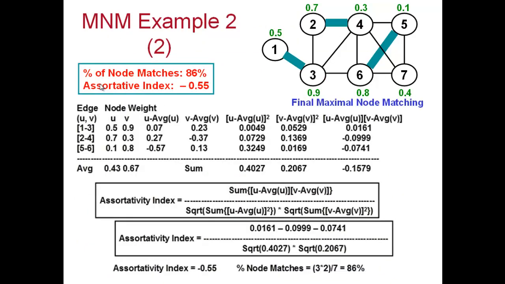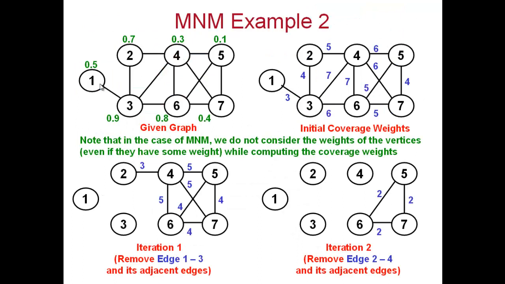Now we will try to find what is called the assortativity index for just these three edges, or whatever the set of edges that we find for the maximal node matching, and check if those edges are assortative or not. Okay, so let's do this. Again, given this graph, we want to find the maximal node matching, and for that we simply discard the node weights. We're not going to be considering them. So apply the same procedure that we did in the previous example.